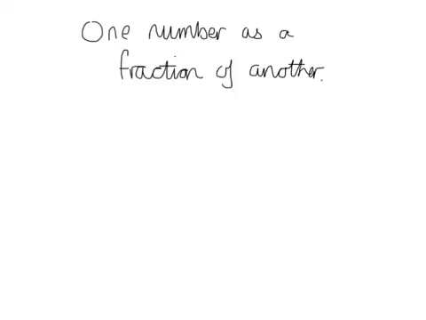This video is going to help us to work out one number as a fraction of another. The first thing you have to do is to look at your two numbers, like 12 and 18. Take the first number, 12, and put it on top of the second number, 18. Now you need to find something that goes exactly into 12 and exactly into 18. In this case, I'm going to divide both of the numbers by 6.